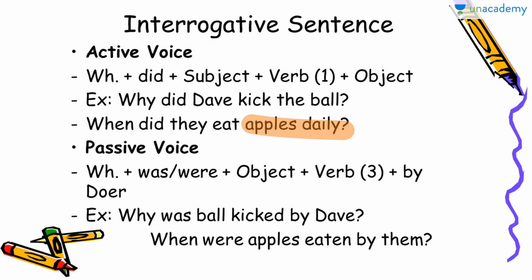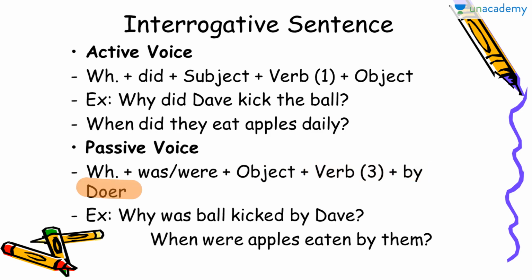Now in such kind of interrogative sentence, when we change from active to passive, this WH word remains the same. We will not change it, and the sentence will start with this WH word. Then was or were according to the object, then the object which was there in active will come first, or we can say will come before the verb, then the third form of the verb, and then by plus the doer.